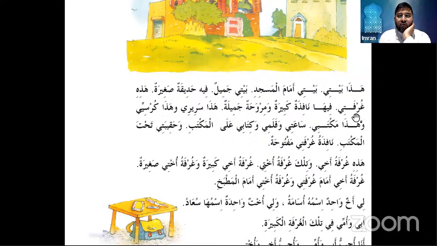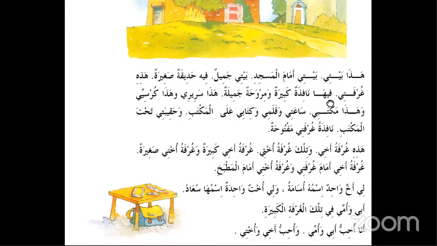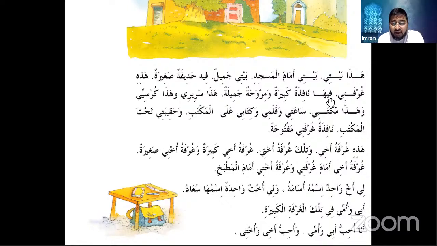Hadihi ghurfati. The word hada. So here we use hada baiti because baitun is masculine, so use hada. Now the word ghurfatun is feminine, so hada becomes hadihi. So always hada or hadihi follows the noun which comes after it. And then fiha is referring back to the room itself, which is feminine. Nafidatun kabiratun, a big window.